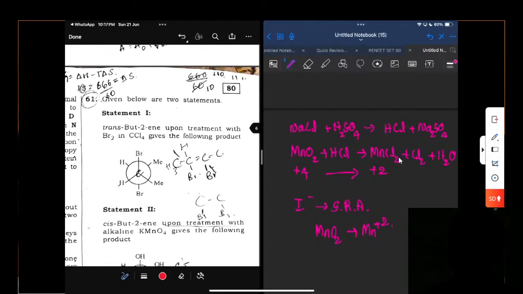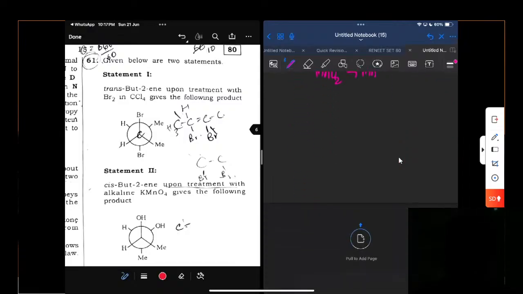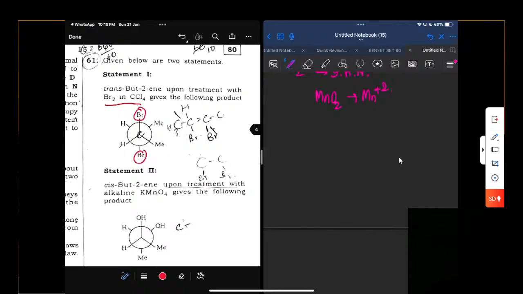Next, let's go to the next question. Given below are two statements. Statement 1, trans 2-butene upon treatment with Br2 in CCl4 gives the following product. See, Br2 and CCl4 form an anti-addition product. Anti-product will be obtained. So in the option given, Br is on opposite sides, that is in anti positions. So statement 1 is correct.